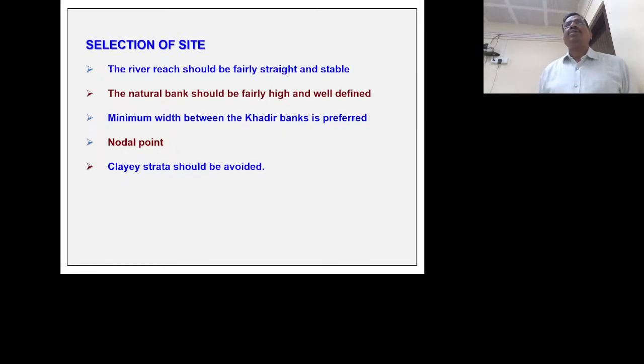Selection of site. As we are civil engineers, while doing our bachelor or master degree, everyone should know the river reach should be fairly straight and stable for the construction of a hydraulic structure. This is the first thing. If you want to construct a hydraulic structure in a curved portion, what will happen? For the purpose of the barrage or bridge, you can't get 100% of the results from that hydraulic structure. How, I will explain now.